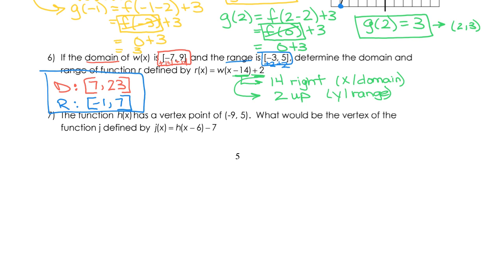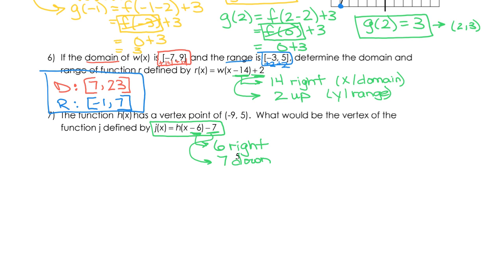All right, we got one last one, number 7. It says that the function h of x has a vertex point of -9, 5. What would be the vertex of a function j defined by? So again, in here, we're going to pull out the stuff that we need. That -6 means 6 units to the, you would think left, but it's actually to the right because it's grouped with x, opposite of what you think. The -7 is going to be 7 units down.